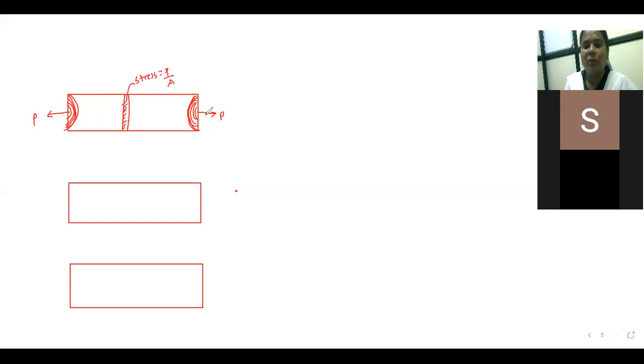So change will occur at that particular surface, but if you are observing the other surface, at that time there will be no change. Okay, now we will take the second figure, the second example.